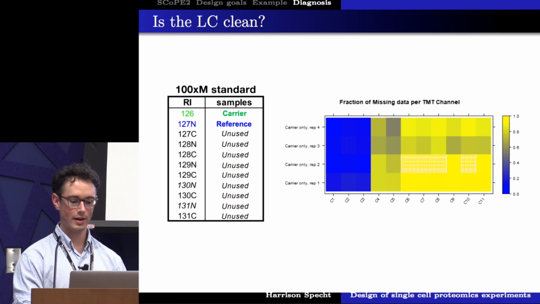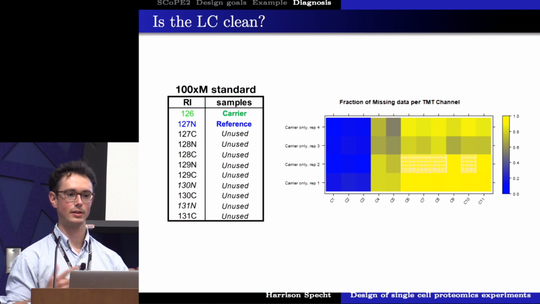We can see, I show 4 replicates here of our carrier-only sample. We can see that we have a high fraction of missing values in our single cell channels here in the same order as over here. And then we have some samples where we had some signal in the background, and we needed to run more blanks and clean our system better to assure that we had accurate single cell capabilities.